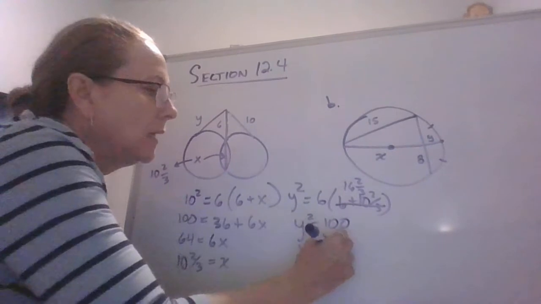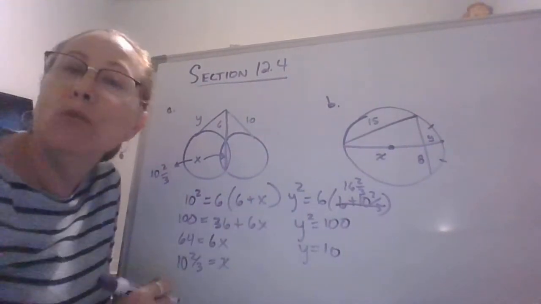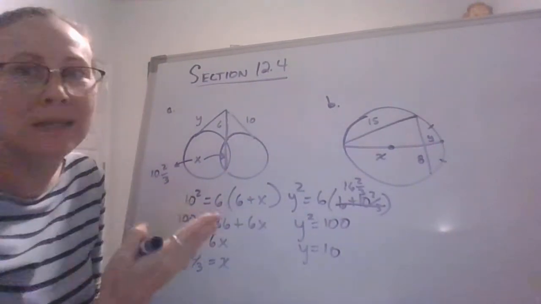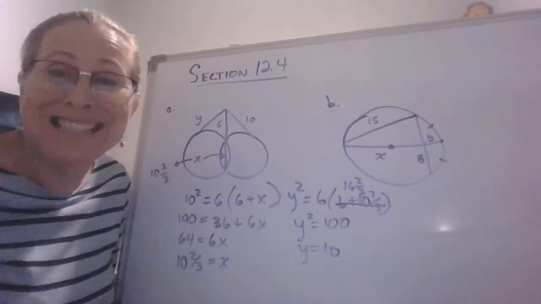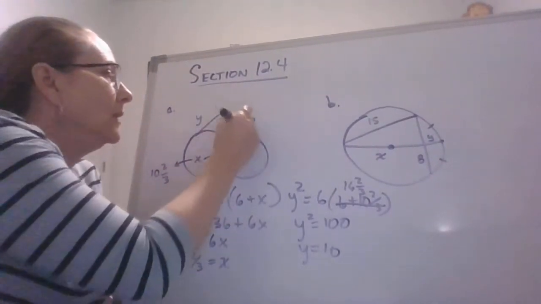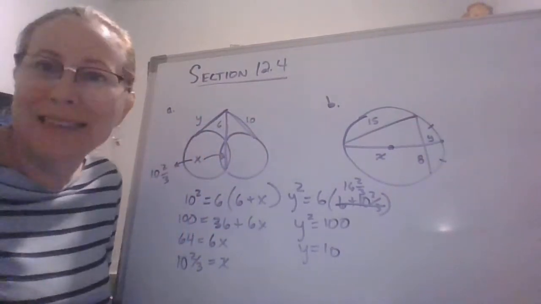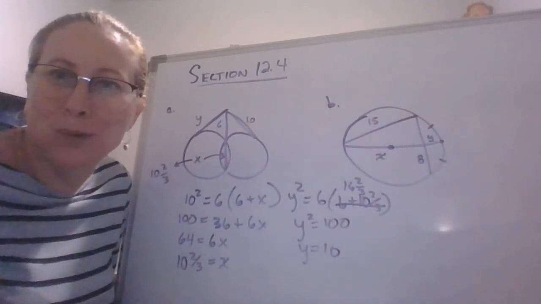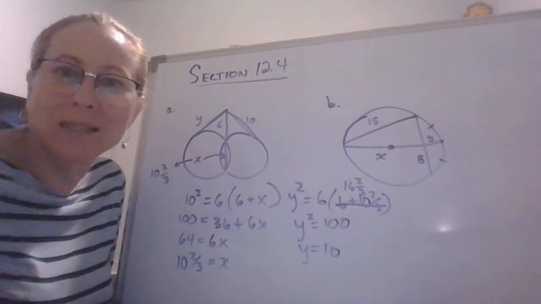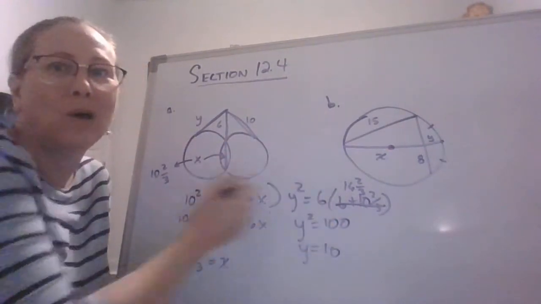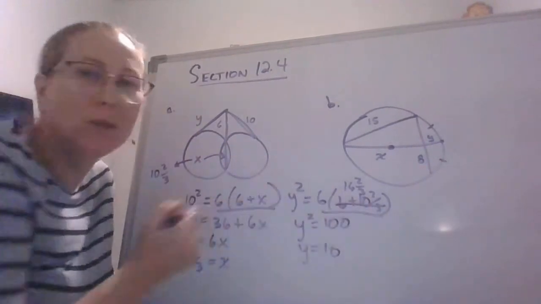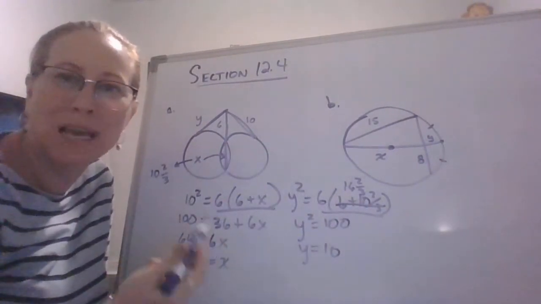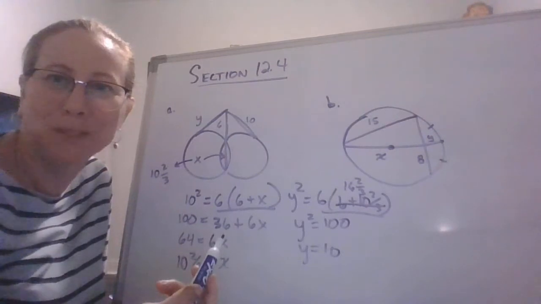Y is 10. If we had rounded off this number, we would never have gotten 10. We would have gotten something close to it, and it is exactly 10. In fact, it comes out that those two tangents are equal to one another because they're in the same equation. They're both equal to the same secant segment times the segment.